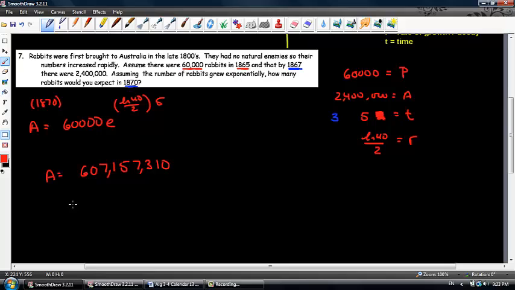So I'm going to put in my zeros. It looks like 607,157 bunnies. I'm sorry, 157,310 bunnies. Sorry, I lost count there. That's a lot of bunnies. Okay, too many for my taste.